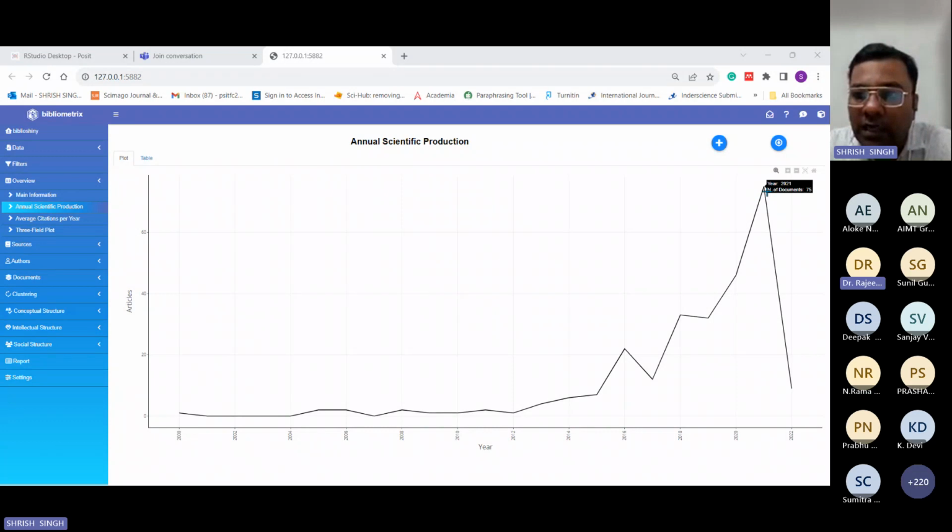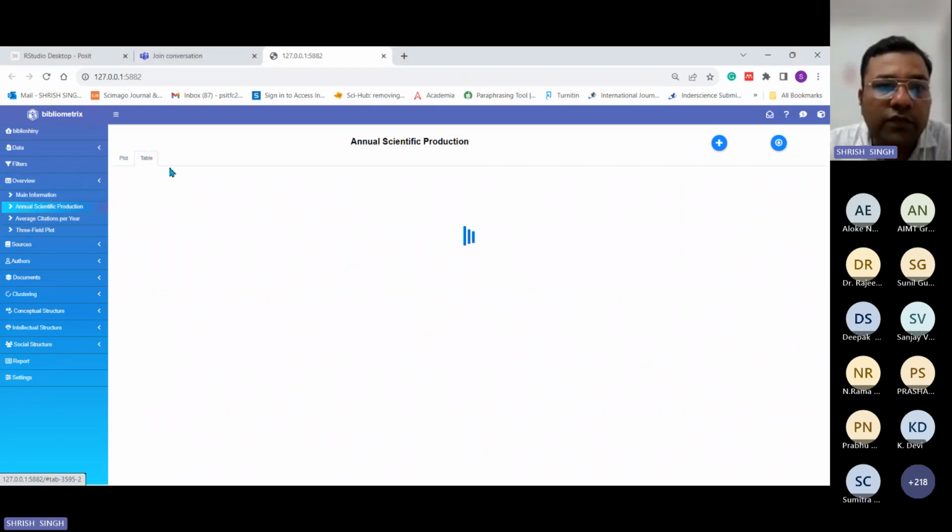If you keep your mouse cursor on this line, you will find that in 2021 the total number of documents is 75. So this is the graphical representation. If you are not comfortable with this graph, then what can you do? You can go to the table. Whenever you click on the table, the entire thing will be written in terms of rows and columns.